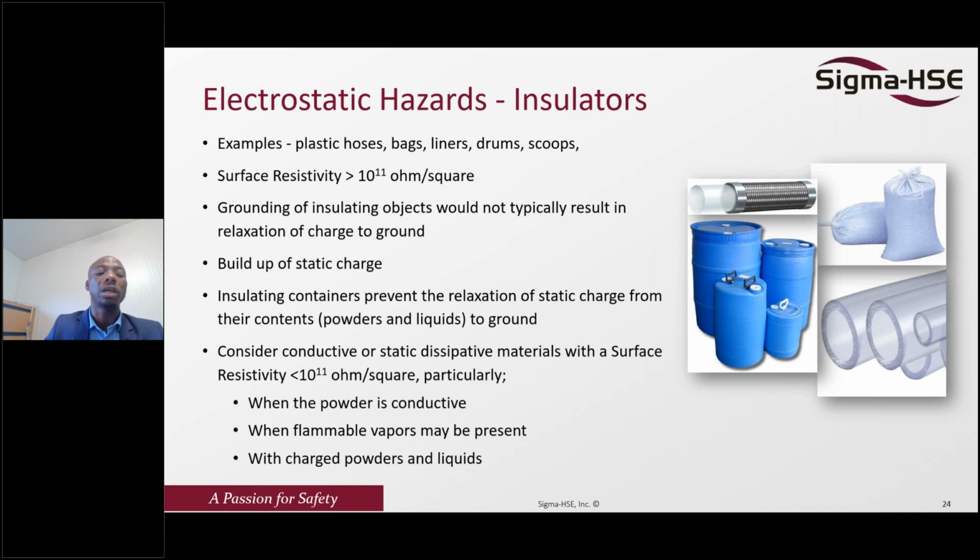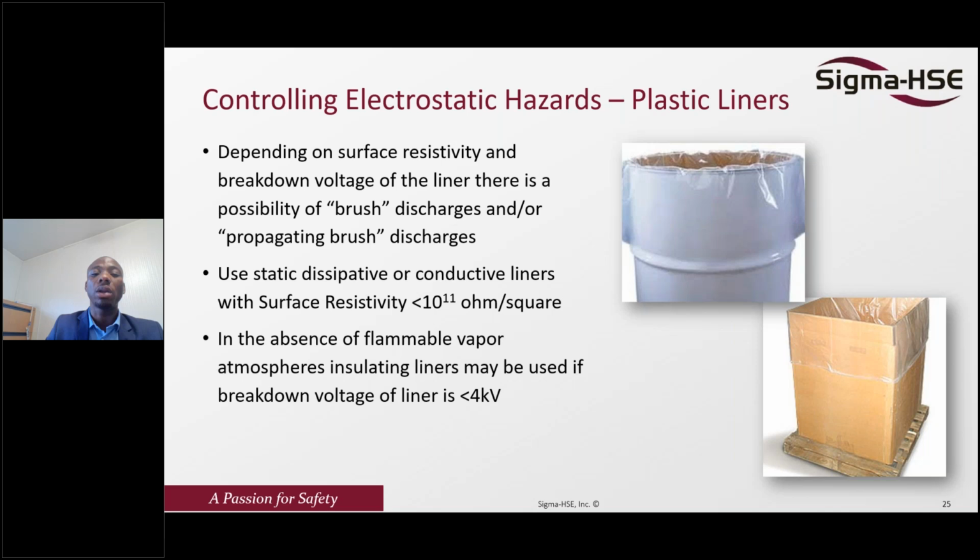Usually we need to know the resistivity; the surface resistivity always needs to stay below 10 exponent 11. And this we can determine in a lab. So we need to ensure that every piece of equipment that we use in a flammable atmosphere area is either conductive or static dissipative. And also, how do you control linings?